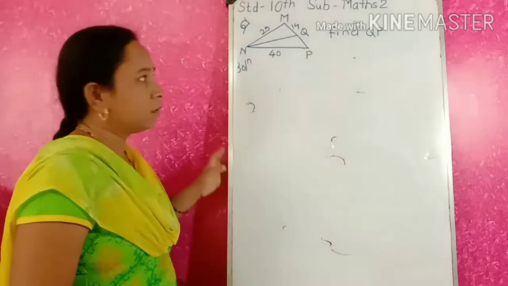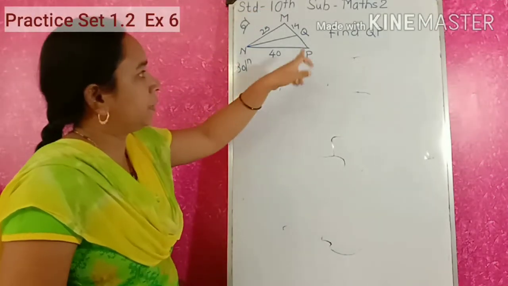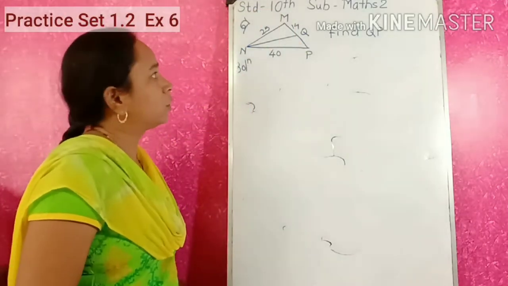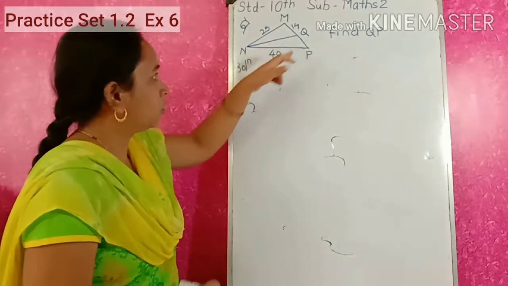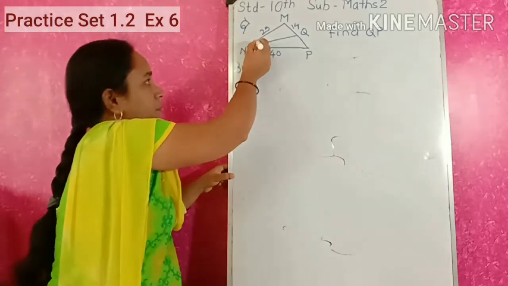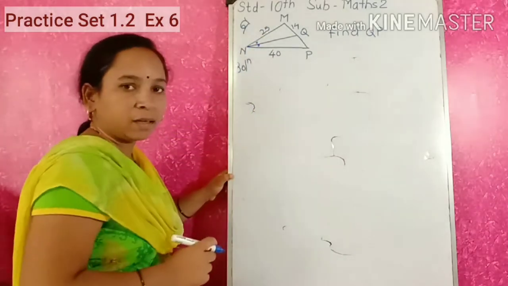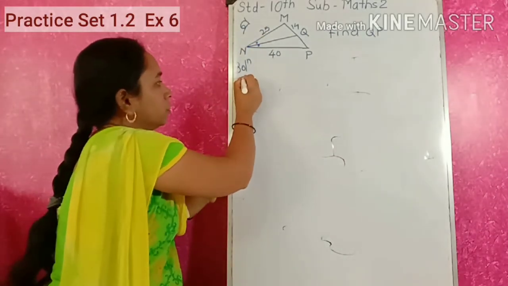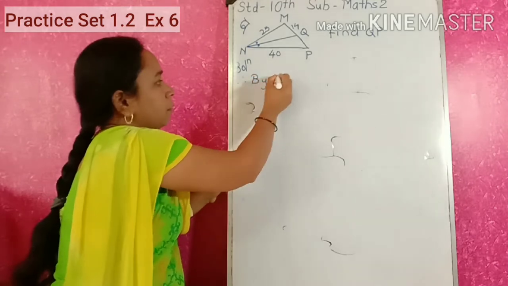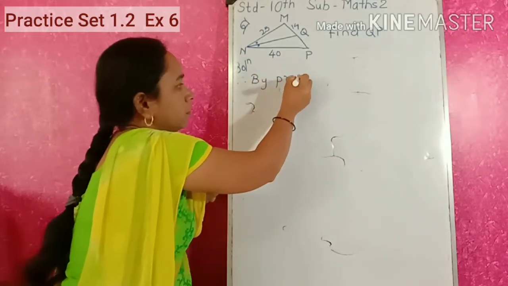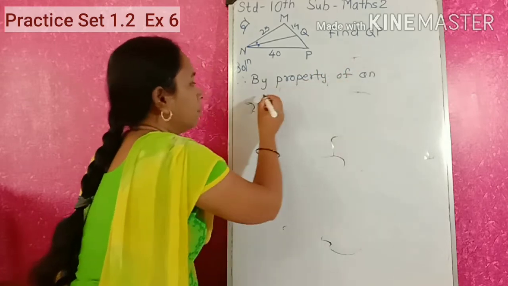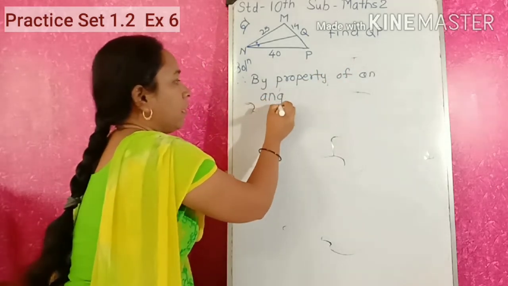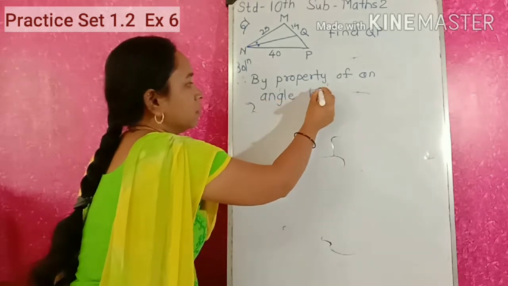Sixth example, in this triangle MNP, we have to find out QP. Here they have given that NQ is an angle bisector. If it is an angle bisector, then we are going to use the property of an angle bisector.